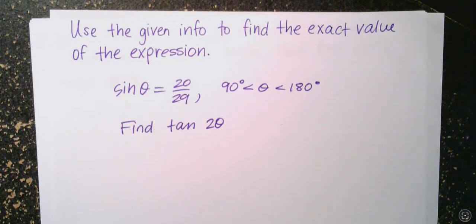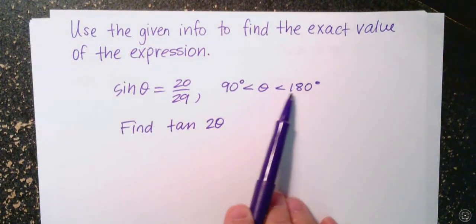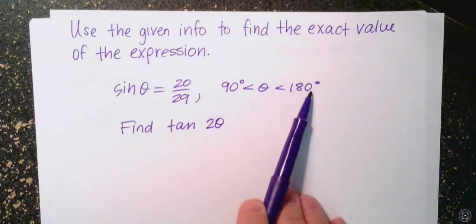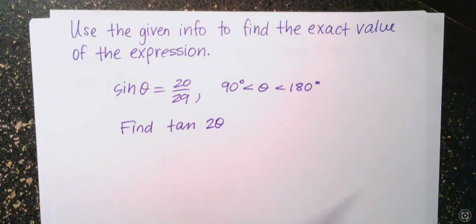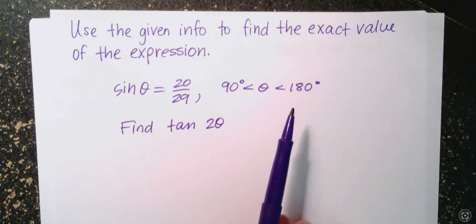It says use the given info to find the exact value of the expression, and it gives me some info. I want you to remember that when we are given information like this, it is telling me where I am in the coordinate plane. It's telling me about a quadrant. The reason I would need to know about a quadrant is I need to know where I'm going to draw my triangle. So this is kind of a hint that I'm going to be drawing a triangle.